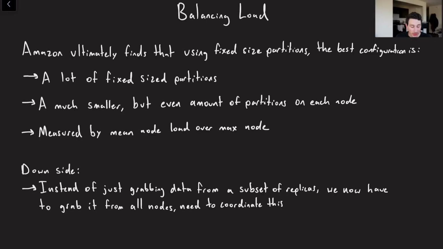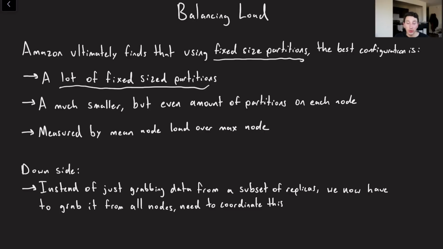Okay, another piece of this is going to be balancing load. Like I mentioned, we're using fixed size partitions now, right? And so we want a lot of them. We want a bunch of really small ones that we can easily send from node to node to balance them out. And even though we have all of these small partitions, we do still want a good amount of them on each node, but we want to keep the number of them relatively even on each node, or at least proportional to the hardware capabilities of each node.